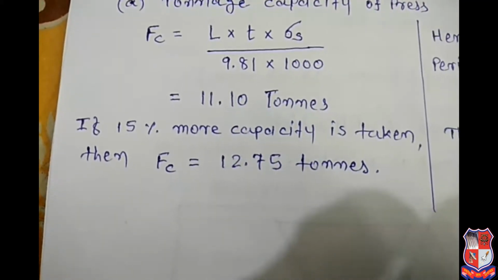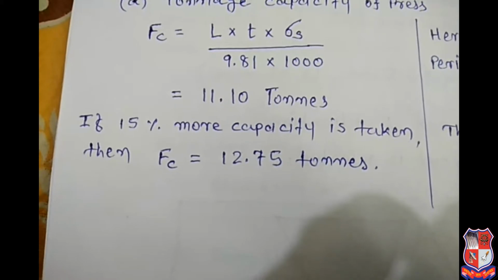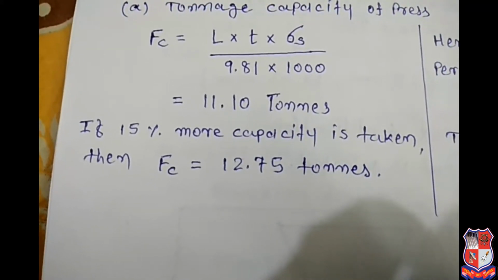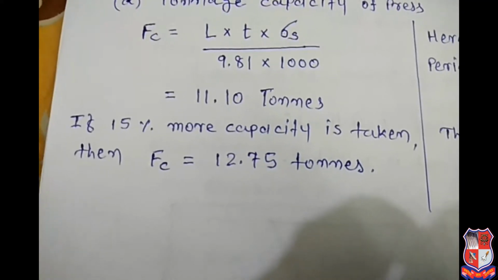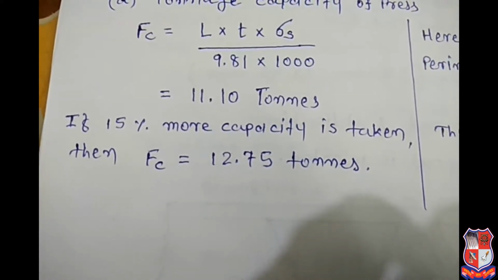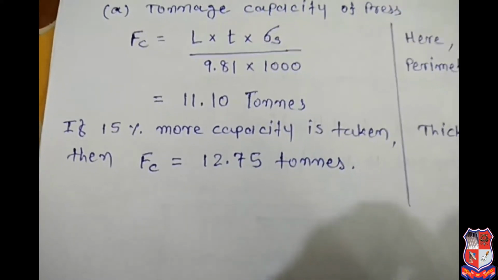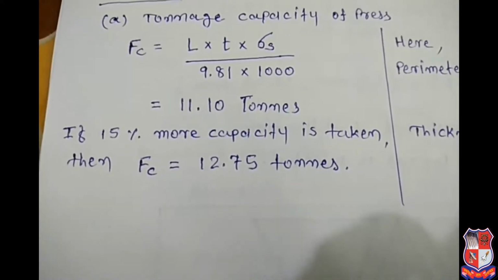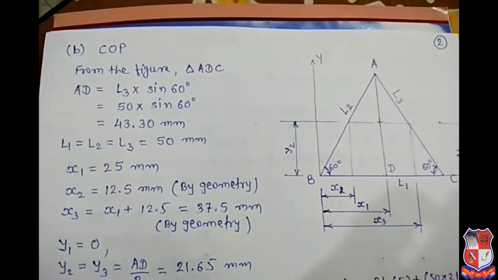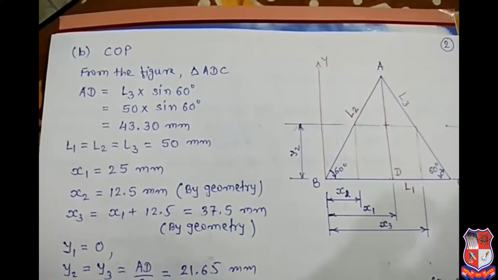Of course it is your answer, 11.10 tons. But if I provide 15% more capacity, then it will come to 12.75 tons. Now we will see the second part of this question, to find the COP.